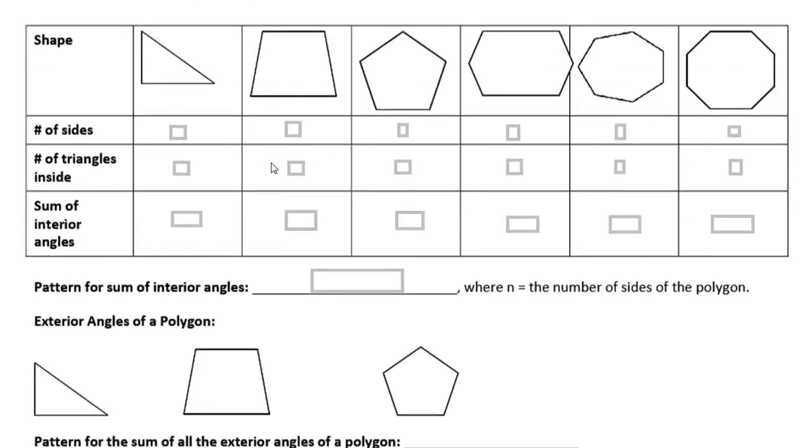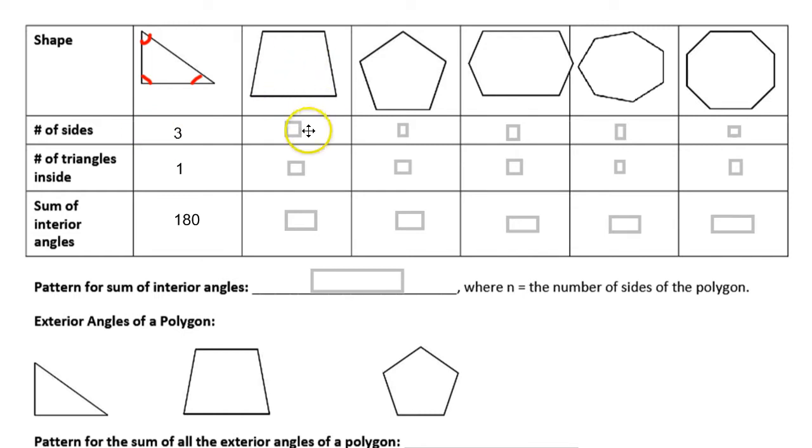Let's jump down here looking at these different shapes. A triangle obviously has 3 sides, and this question doesn't really make sense for this first one. How many triangles are inside of a triangle? Well, 1. And the sum of the interior angles of a triangle, if we added up all 3 angles inside the triangle, right here, and right here, that's always going to equal 180 degrees. And that's something we're pretty used to.